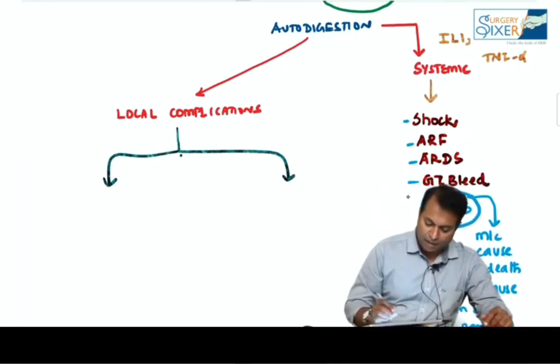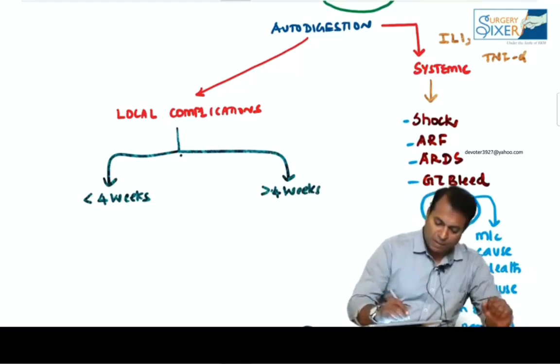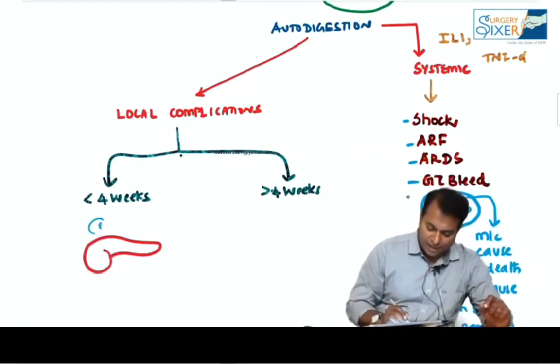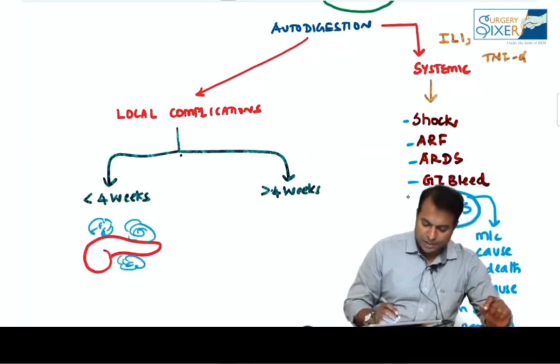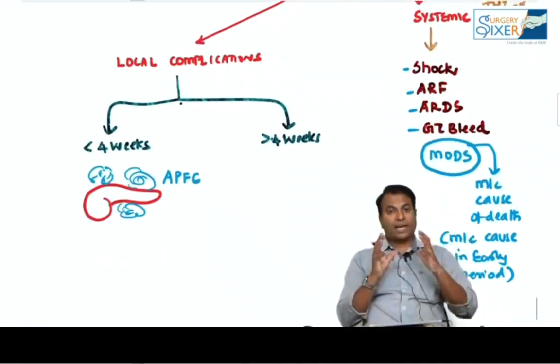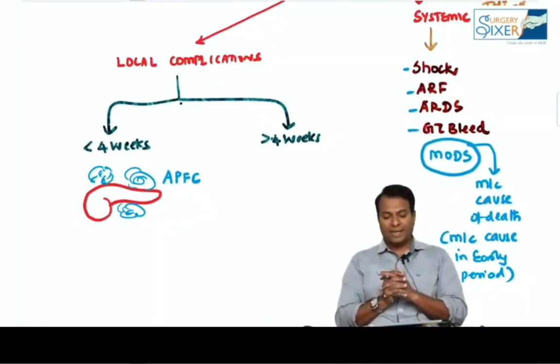Local complications can happen in less than 4 weeks, and after 4 weeks. What are the local complications? Please remember, if this is an inflamed pancreas, within 4 weeks we can see fluid collections here and there like this. Collection of fluid around the pancreas within 4 weeks is known as acute pancreatic fluid collection.